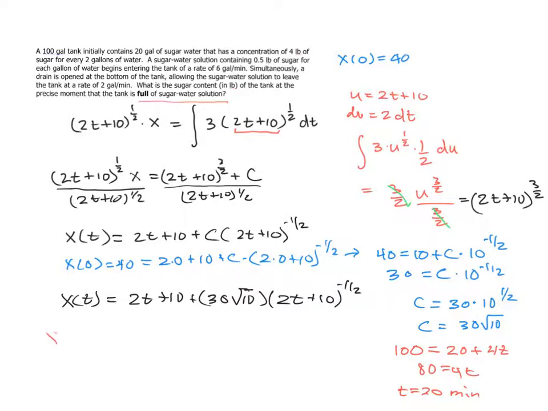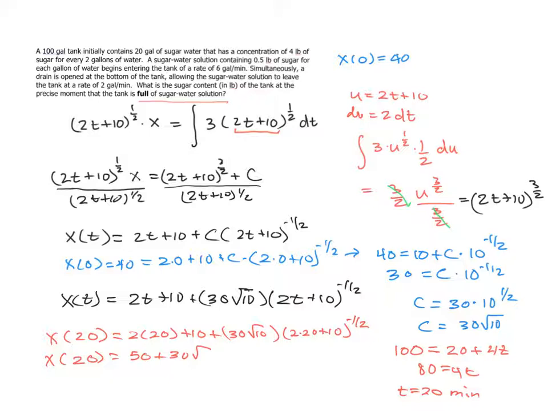We now calculate x of 20. That's 2 times 20 plus 10 plus 30 square root 10 times 2 times 20 plus 10 to the negative 1/2 power. So that's equal to 2 times 20 is 40 plus 10 is 50. So that's 50 plus 30 square root 10 times a 50 to the negative 1/2 power.